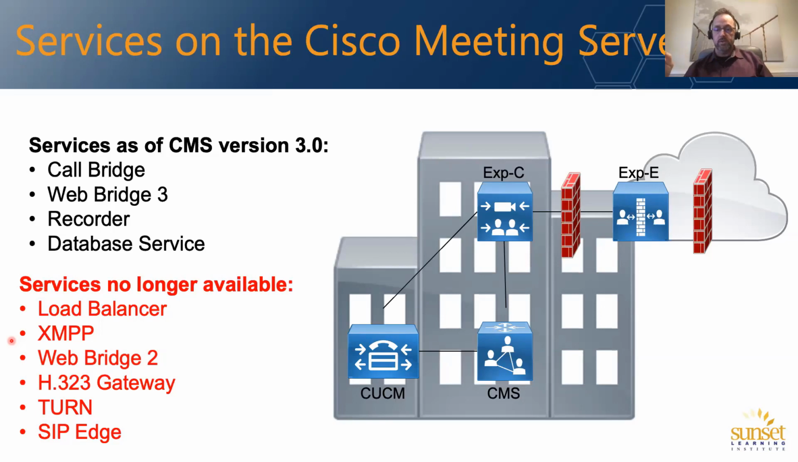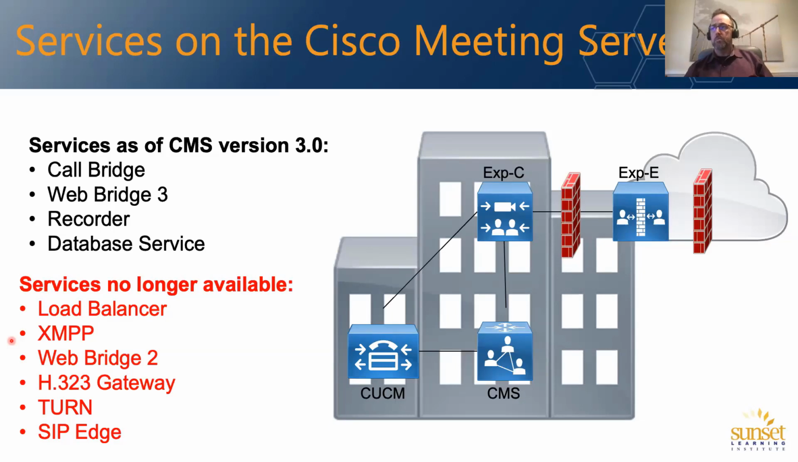Cisco's really focused on streamlining the CMS server through the last several revisions that it's made to that core software. All of these services that were removed can still be leveraged in a CMS solution through the Expressway Core and Edge. That's why Cisco removed them from CMS, because you don't need CMS to perform these functions, right? Load balancer, TURN services, H.323 gateway services, SIP Edge services, these are all services performed by the Expressway Core and Edge. So there's no reason to have these services anymore.